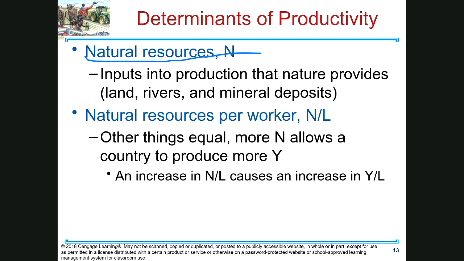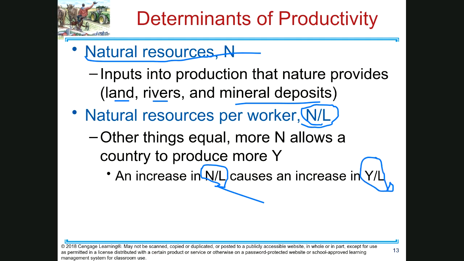Natural resources are also important. That's the input that goes into production that nature provides. It's land, rivers, minerals, and so on. Natural resources per worker, dividing everything by labor again, then other things equal, more natural resources allow the country to produce more Y, and that is higher output, higher productivity of the labor.